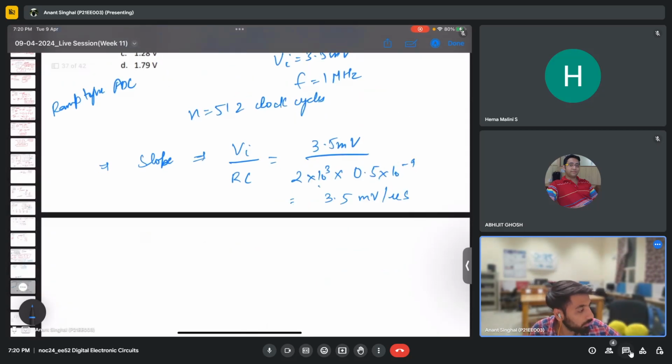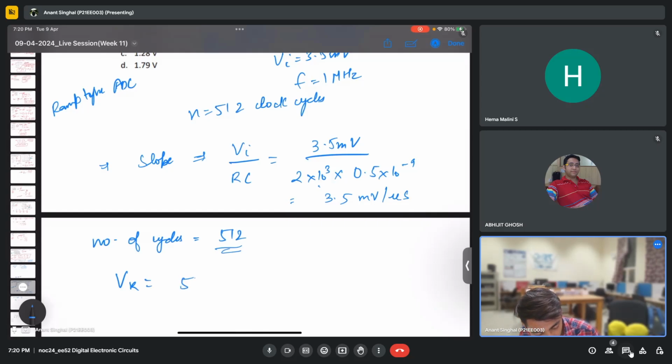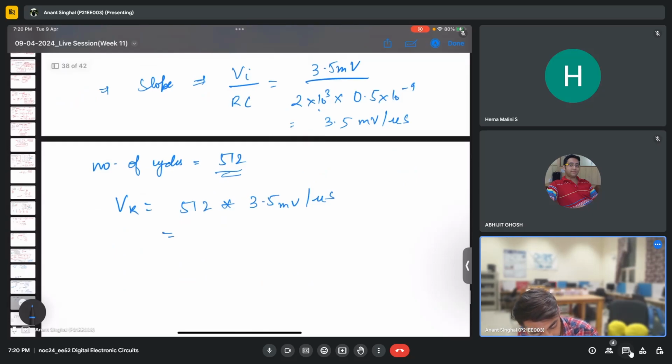Once we have this, and the number of cycles are also given, which are 512 clock cycles, the final voltage we can directly calculate by multiplying both of these. The slope times the number of cycles gives you the final ramp voltage. So this will be 3.5 millivolts per microsecond times 512, let me calculate. Since this is millivolt, I'm converting it into volts. So this will be 1.792 volts.